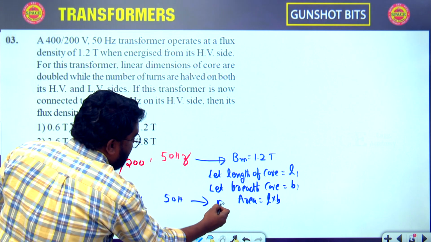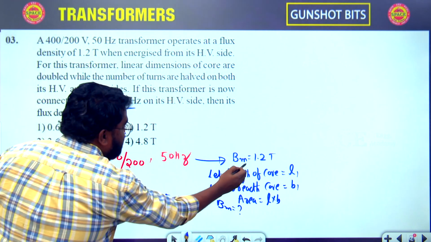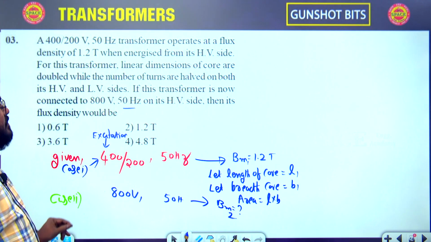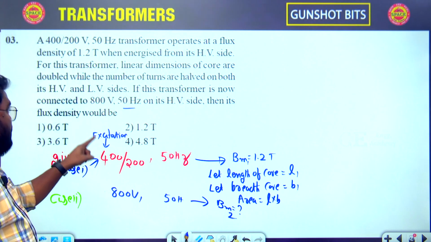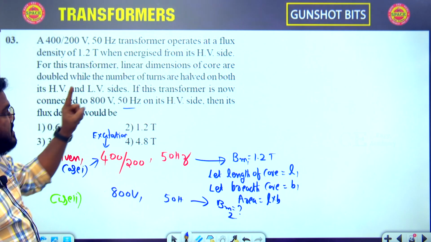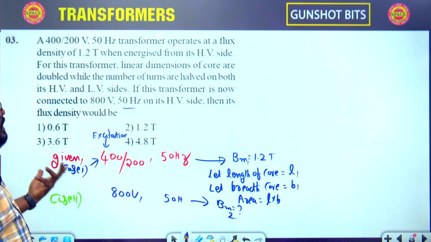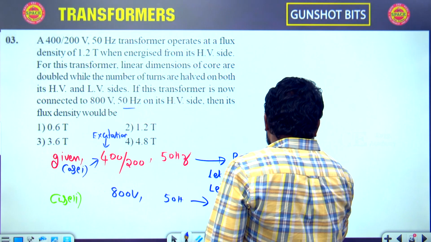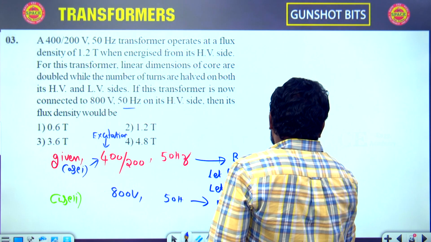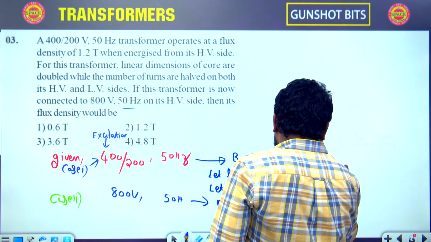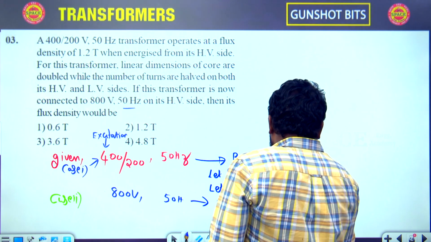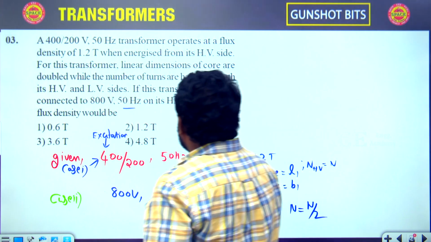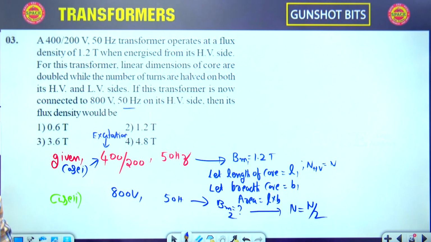So then the B maximum value, the maximum flux density of the transformer core. Initially the flux density is given, energy rise from HV side, and per transformer the linear dimensions of the core are doubled, and the number of turns is halved on both sides. Suppose n is the number of turns on the HV side. Now in this case the number of turns will become n by 2 on both the HV and LV sides.